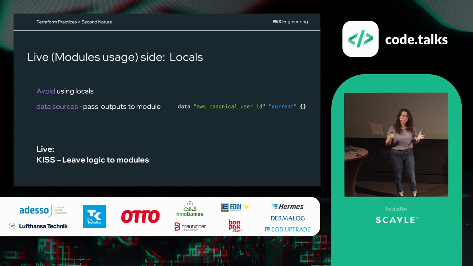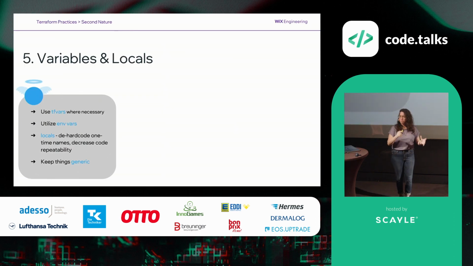So try to avoid that, of course, as much as possible, if the use case needs that. So that's OK. And use the data sources to pass their values to the model, because data sources allows you to get values dynamically from the environment. So dynamic we all like, right? So use that.